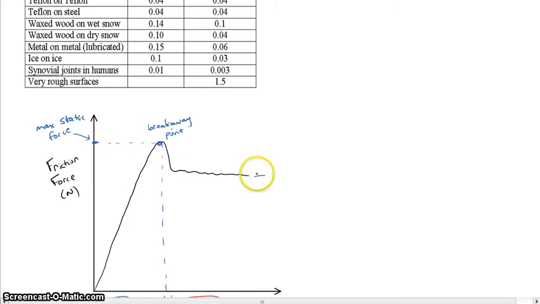Now this part, what is this? Well, this is just my kinetic friction. This is the value mu sub k times the normal force. That's what that value is, whatever that reads over here on the axis. And you can see, here we definitely see that static friction is greater than kinetic friction.